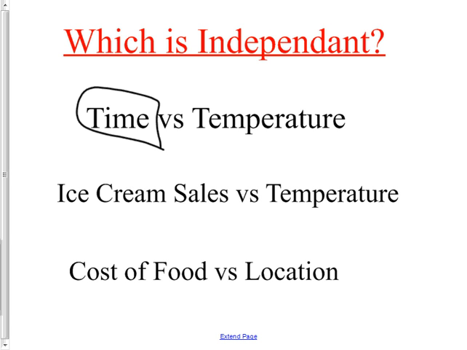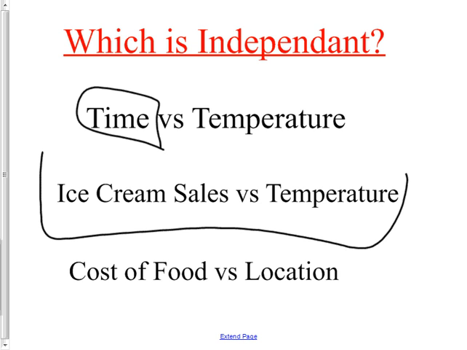But what if you were picking between ice cream sales versus temperature? You're going to graph those two. Which of those two is more independent, and which one depends on the other one? What do you think, Z? You think temperature's independent, and then that means you're saying that ice cream is dependent. Explain why.